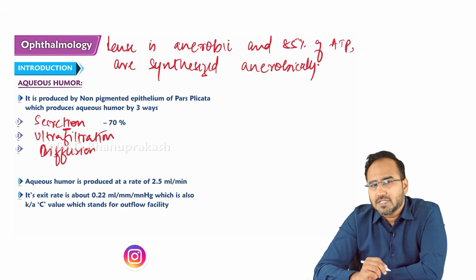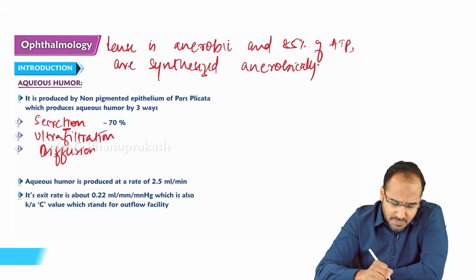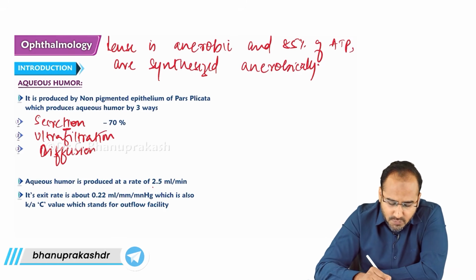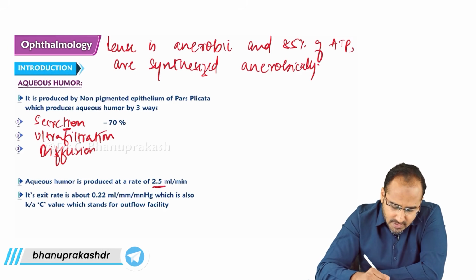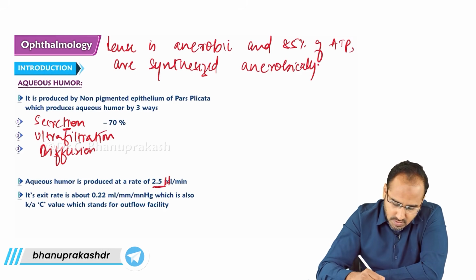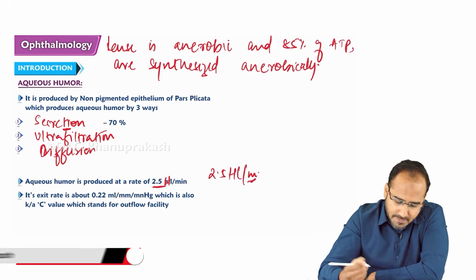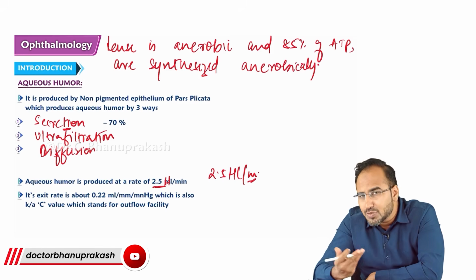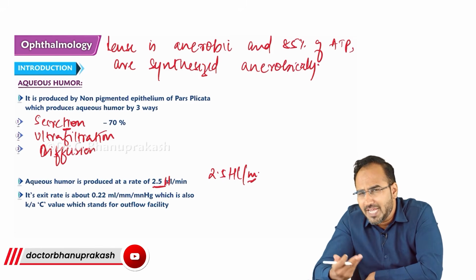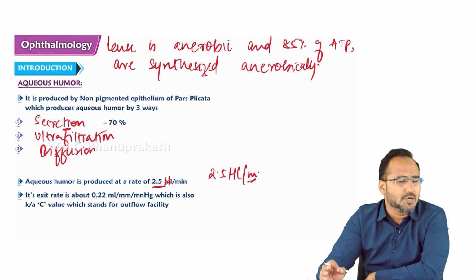Now, this aqueous humor is formed by the pars plicata at a tremendous rate. What rate is it formed at? It is formed at a rate of 2.5 microliters per minute. It is not ml, guys. It is 2.5 microliters per minute. As it is being formed at 2.5, I told you it has to drain also in the episcleral veins.